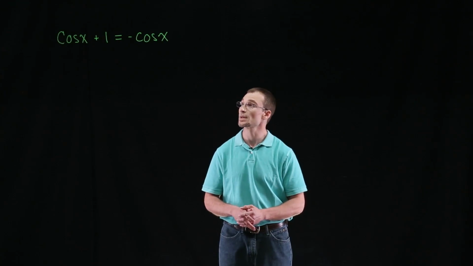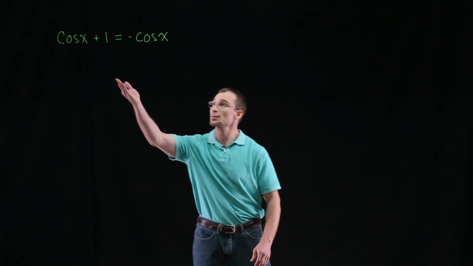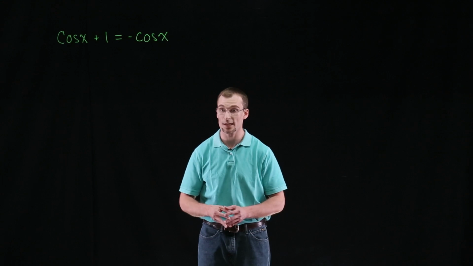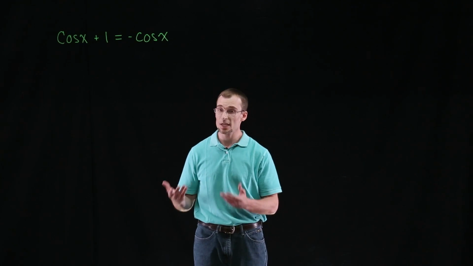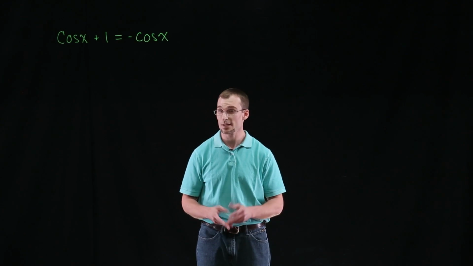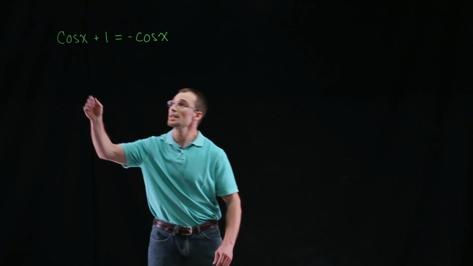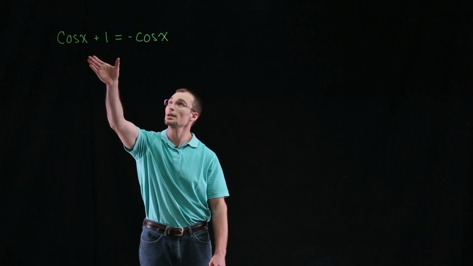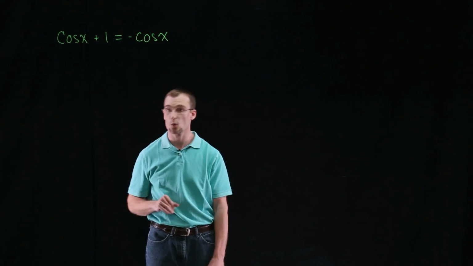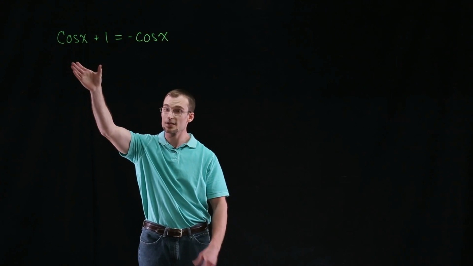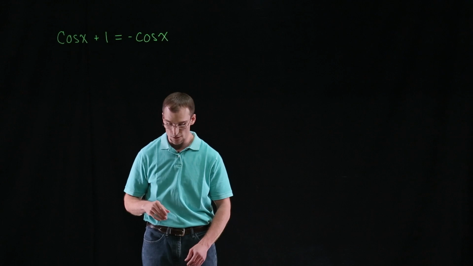Welcome everyone, I'm Adam. And in this problem, we're going to be solving the equation cosine x plus 1 equal to negative cosine x. Now, the initial steps in solving a trigonometric equation are generally the same that you would do in basic algebra. For example, if we look at this, we see that we have a quantity, plus 1, equal to negative that same quantity, where cosine x is a varying quantity, or think of it as a variable.